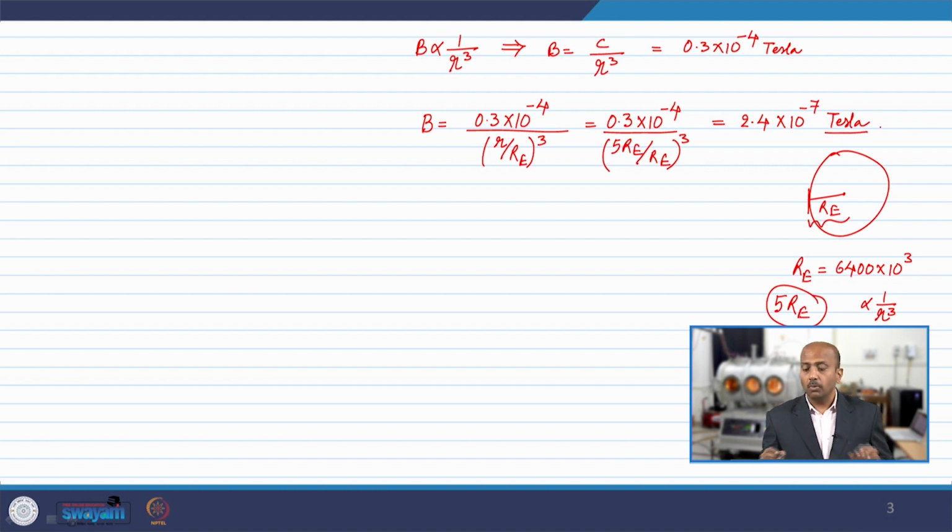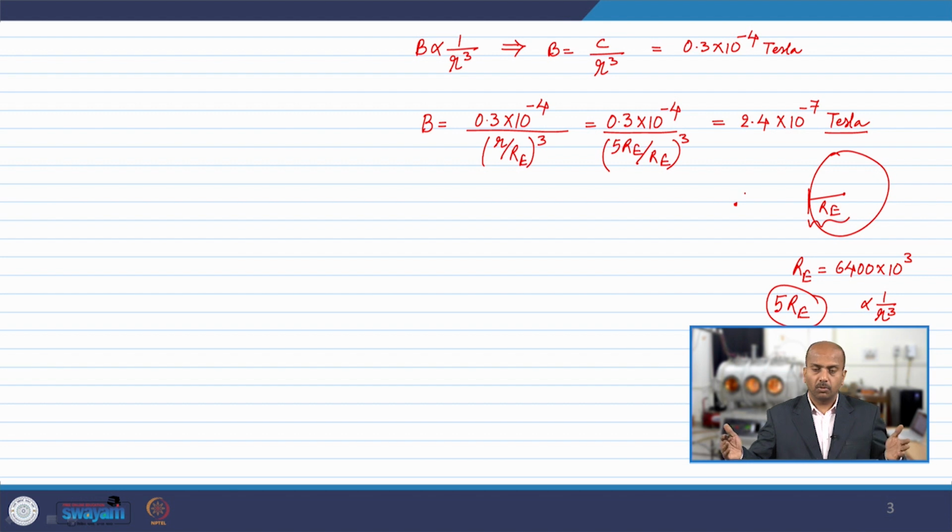What is this? This is the amount of magnetic field that is going to be available at this distance. How far is it? It is 5 Re. So, it is like if something falls off to this value at this distance, then you are asked to find out what the value will be at this other distance.